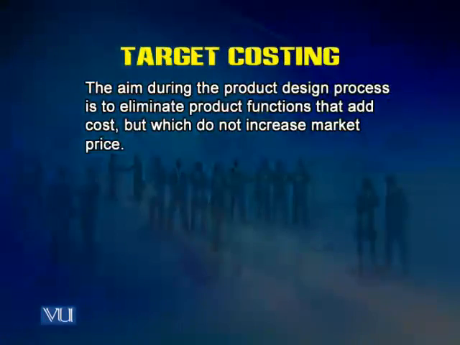The aim during the product design process is to eliminate product functions that add a cost but which do not increase market price. In the processes, if we want to think of what kind of costs are going to not increase the market price, then what kind of function is not going to increase market price but just add to cost would be, for example, the movement of goods, the inspection of goods, those kind of things which are incurred and processed during the process, additional to just the processing itself.